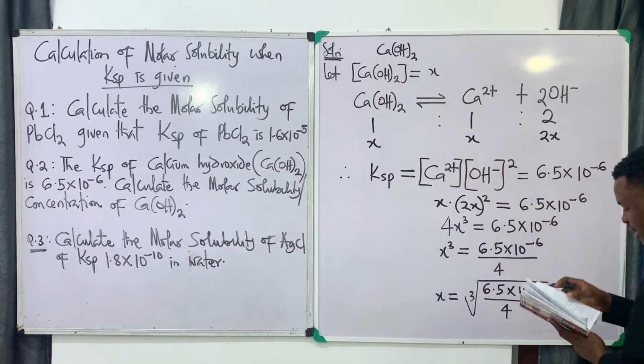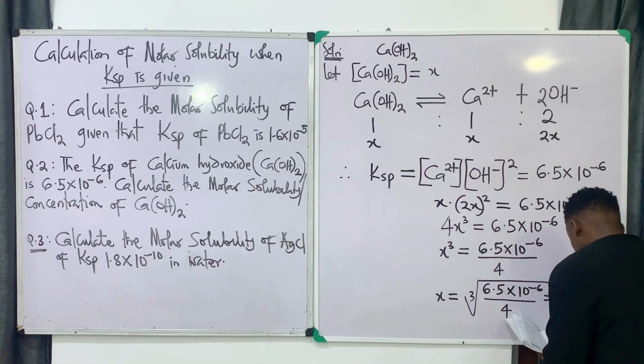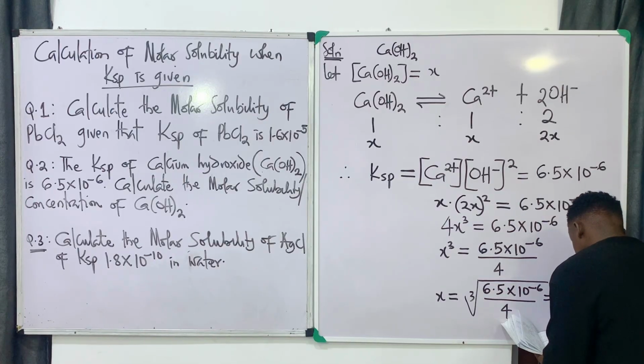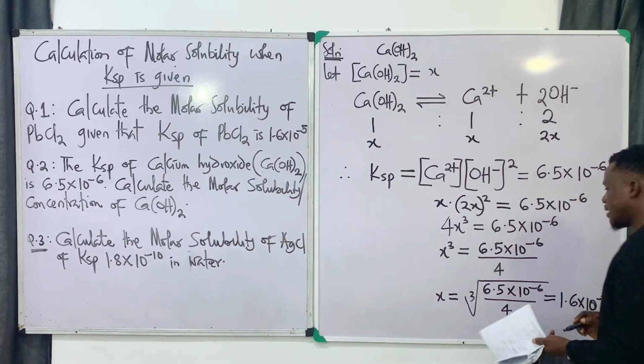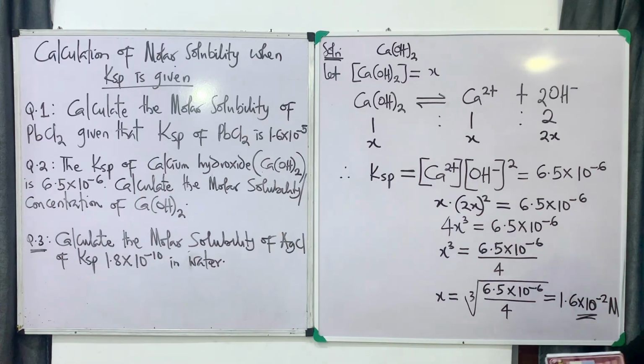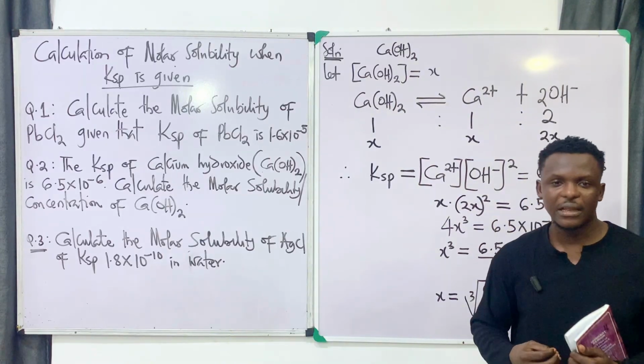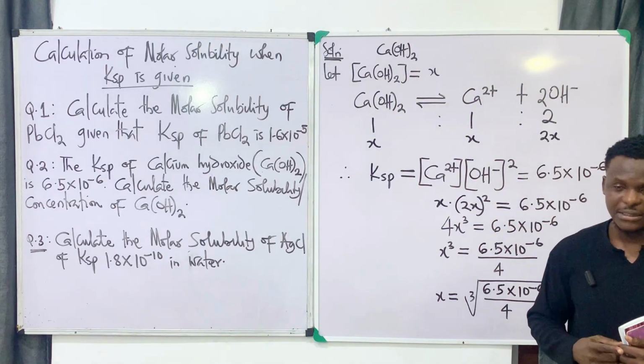So when you press your answer, this now becomes 1.2 times 10... this now becomes 1.6 times 10 to the power of minus 2. Please endeavor to confirm this with your calculator, just in case my final answer here is wrong, all right?